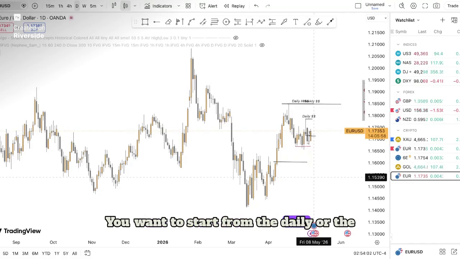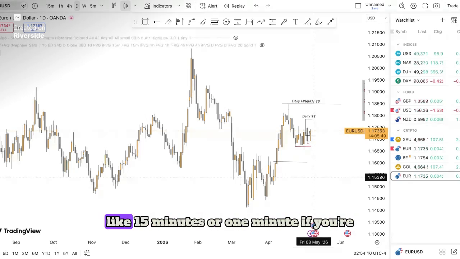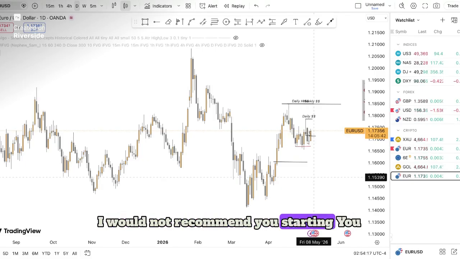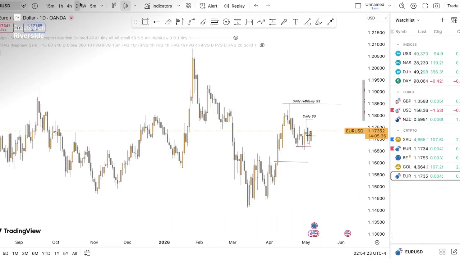You want to start from the daily or the weekly time frame and start analyzing your charts. I mean, when I'm analyzing, breaking it down until when you get to like 15 minutes or 1 minute if you're a scalper. But then if you're a beginner, I would not recommend you entering from 1 minute anyway. So this is what it looks like on a Monday.